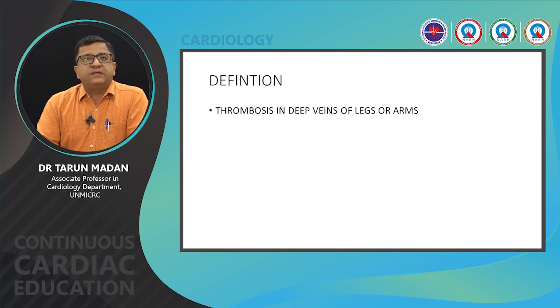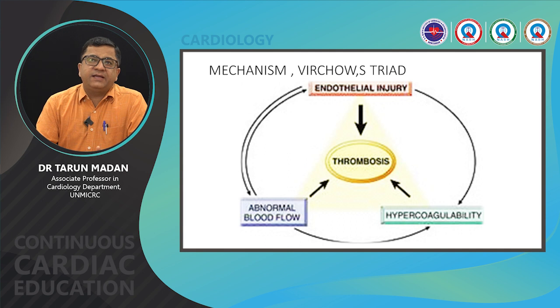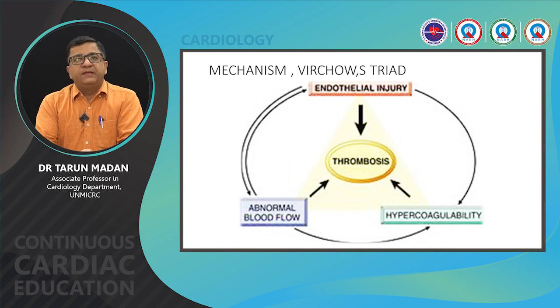Deep vein thrombosis, as we know, is a thrombosis in the deep veins of legs or arms. And what is the mechanism? It is the age-old Virchow's triad which is responsible for deep vein thrombosis, in which there is endothelial injury, hypercoagulability, and abnormal blood flow. This all combined leads to thrombosis.